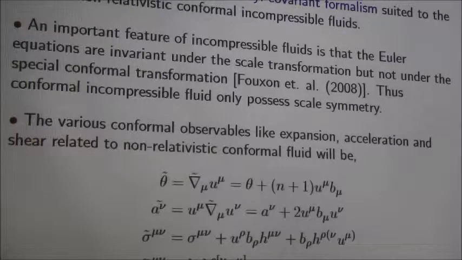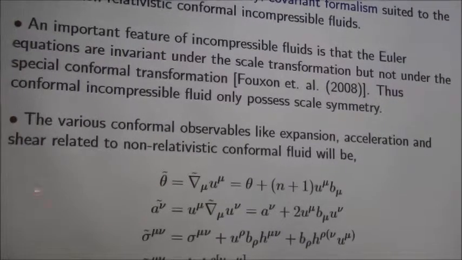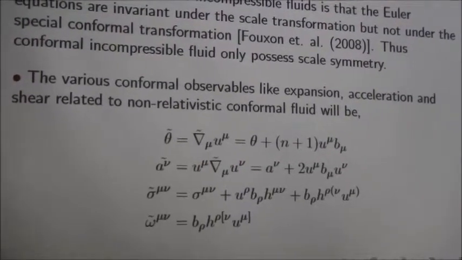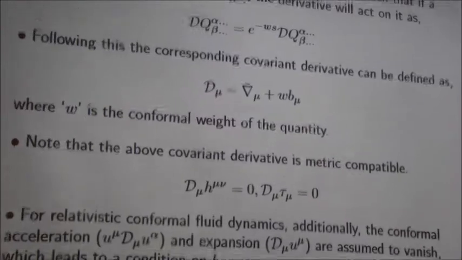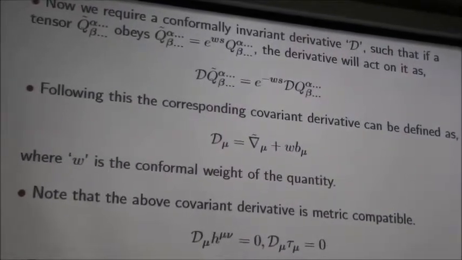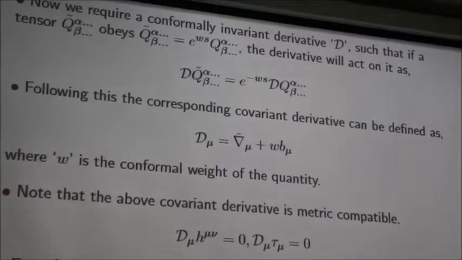Now the variables which are defined for the fluid on Newton-Cartan background will be modified in this formalism. Due to the conformal nature, or due to the inclusion of scale, theta, mu, sigma and omega will all change. Now we require a conformally invariant derivative D such that I can incorporate the non-metricity. For the normal non-relativistic case or for the relativistic case, the metric is giving a non-metricity condition, and I want to get rid of that condition. So I define a conformally invariant derivative D such that D mu is grad mu plus omega b mu, where omega is the conformal Weyl connection. For every quantity, I now have to determine the omega.